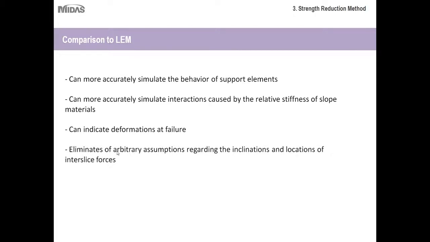Okay, so it eliminates the arbitrary assumptions regarding the inclinations and locations of interslice forces. With the limit equilibrium method, something that I stated several times is that the forces calculated for the slices don't necessarily represent real-world forces. So various assumptions are being made. However, with the strength reduction method, those types of assumptions aren't made.